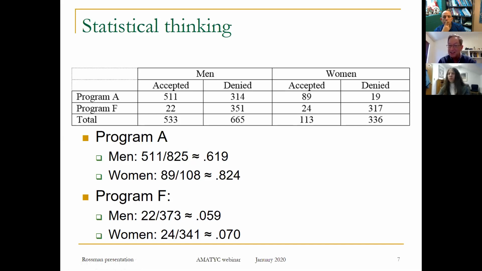If they need a nudge, I'll say, what else is different between A and F? And students are then pretty quick to point out, A is pretty easy to get in. A has acceptance rates higher than 60% for both genders. F has acceptance rate below 10% for both genders. A is pretty easy to get in. F is pretty hard to get in. If you combine that with the previous observation, men apply mostly to A, women apply mostly to F, that explains the oddity. We can explain that in one sentence by saying, men apply mostly to the easy program to get in, women apply mostly to the hard program to get in. That's why men have a higher acceptance rate overall, but a lower acceptance rate in each program.